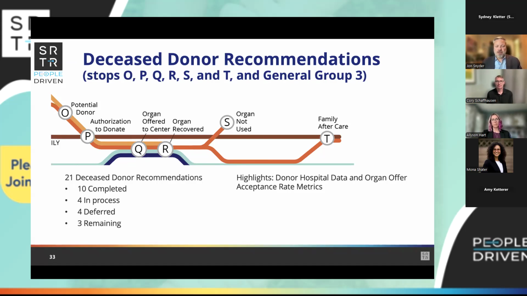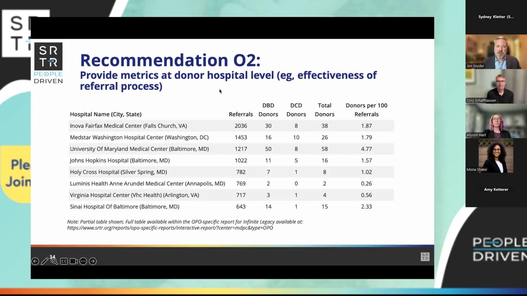So we had 21 deceased donor system recommendations. We've completed 10 of them, and we have 4 in process with 3 remaining. The highlights that Corey will touch on here were to provide more information at the donor hospital level, and more information about organ offer acceptance rates within subgroups specifically. So Corey will show you some of the highlights of what we've been able to achieve there. Great, thank you. So this image is an excerpt or a partial version of one of the data tables that is included in the SRTR OPO specific reports.